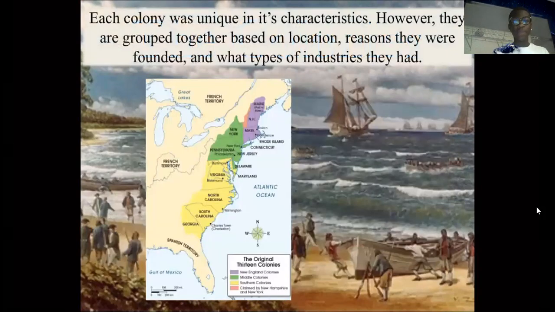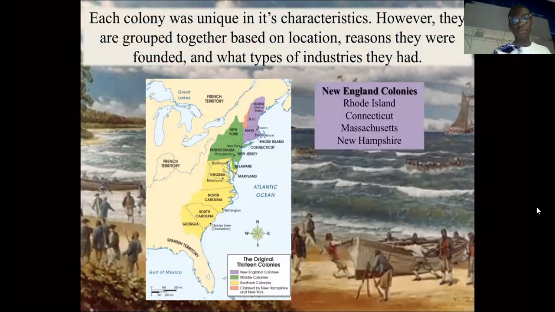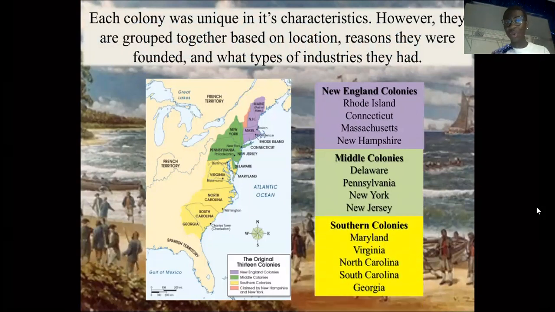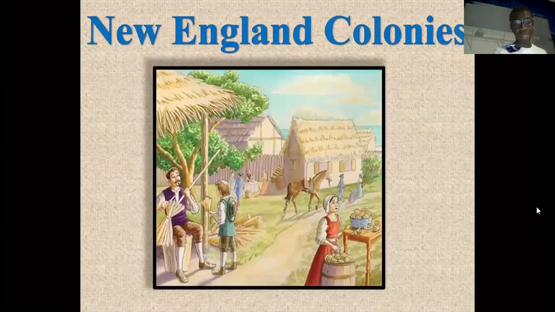Here we go. Each colony was unique in its own characteristics. However, they are grouped together based on location, regions they are founded, and what type of industry they had. New England colonies: Rhode Island, Connecticut, Massachusetts, New Hampshire. The middle colonies were Delaware, Pennsylvania, New York, New Jersey, and our southern were Maryland, Virginia, North Carolina, South Carolina, and Georgia. Now, those were the colonies.